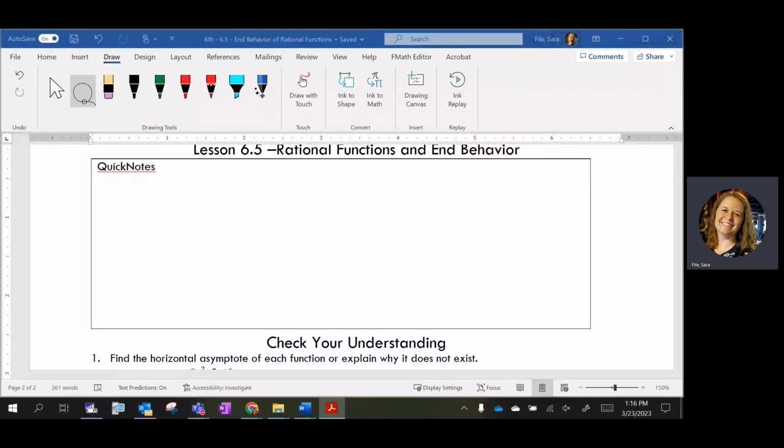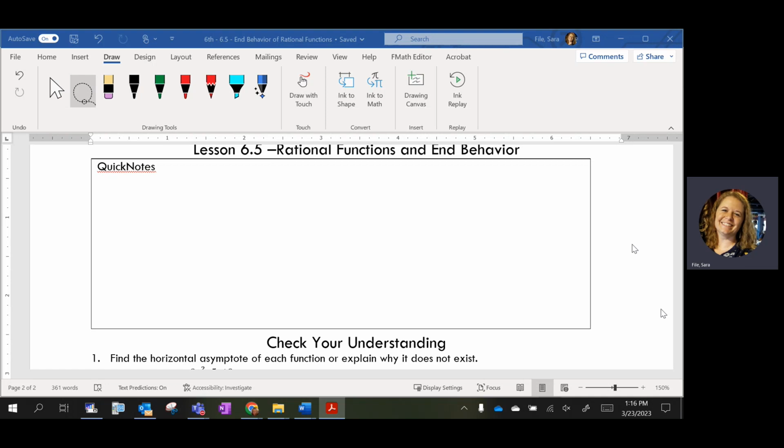Yesterday, or I guess not yesterday, yesterday was the SAT, but Tuesday, the 6.4 lesson went over end behavior for polynomials. So this one is focusing on end behavior for rational functions.